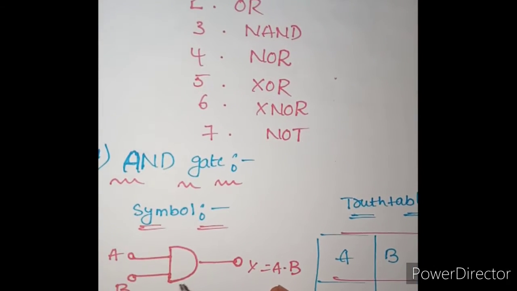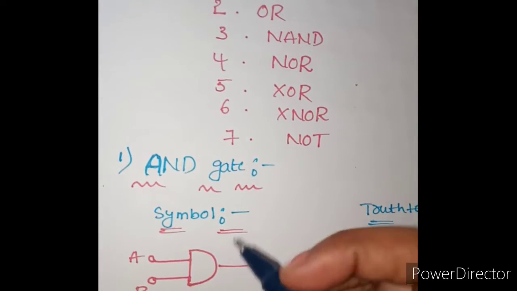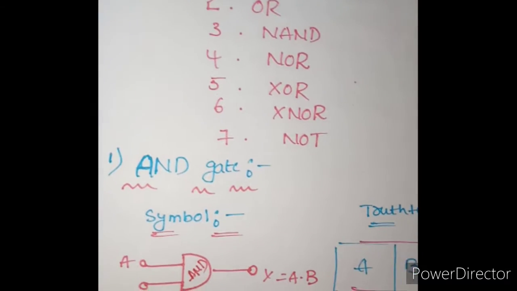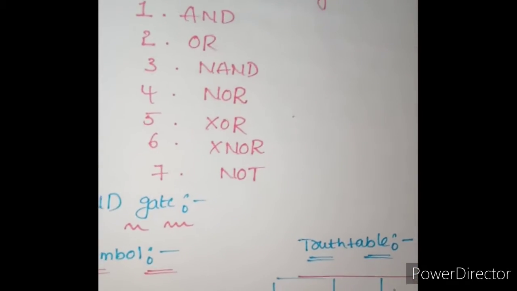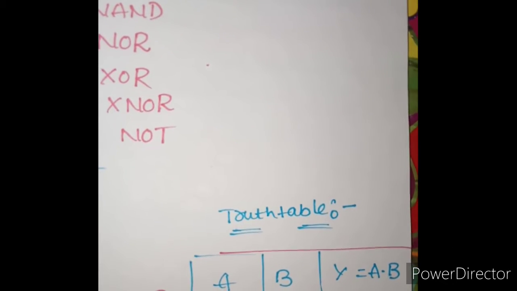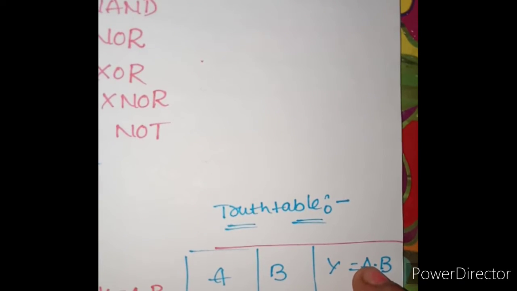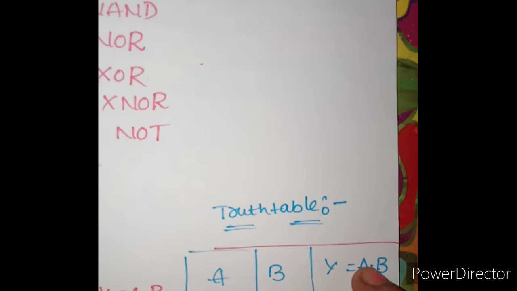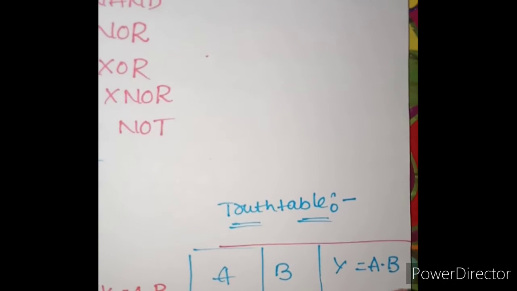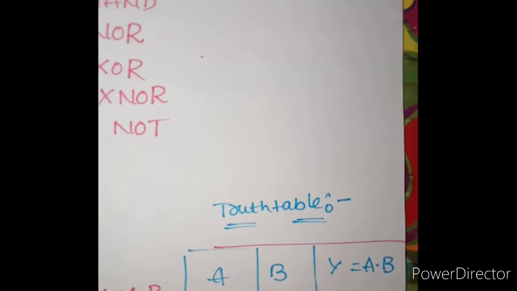This is the standard symbol of an AND gate. See here, this is the AND gate. Coming to the truth table of an AND gate, the relationship between the state of the output, that means Y, and the input variables, that means A and B are the inputs here, is represented in the form of a table. This table is called a truth table.